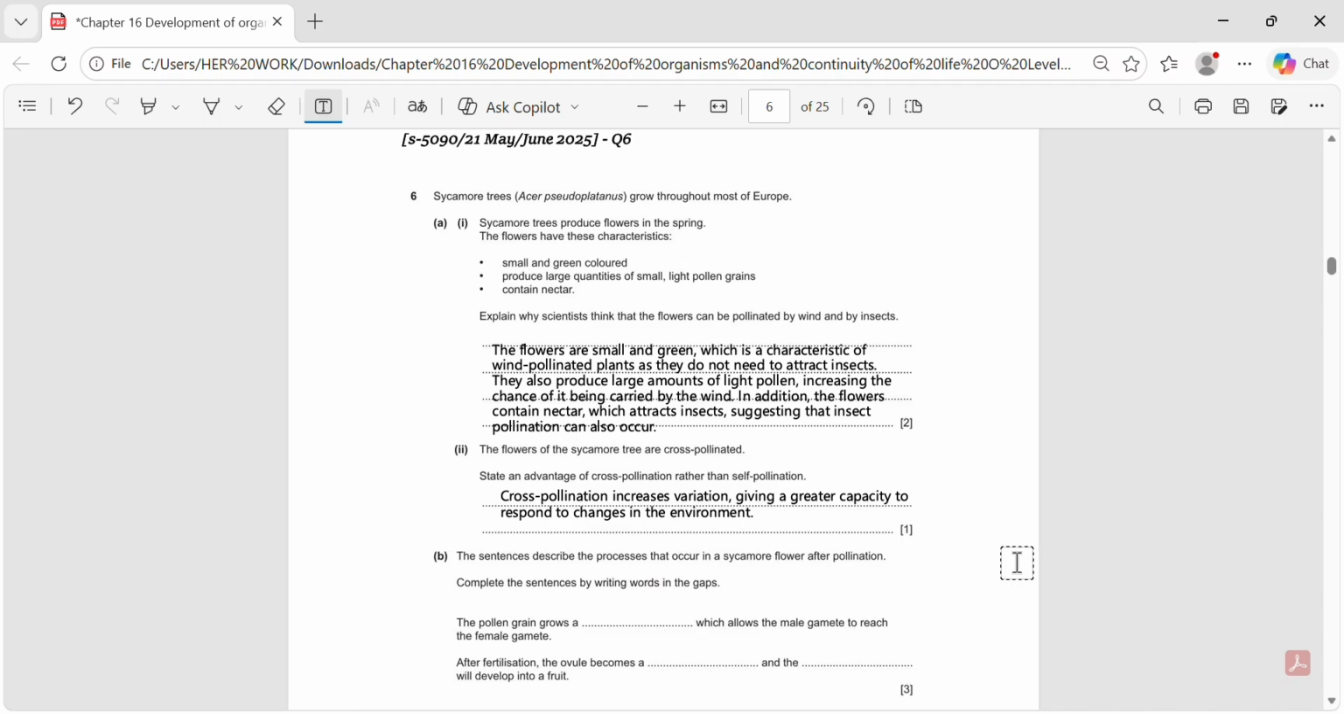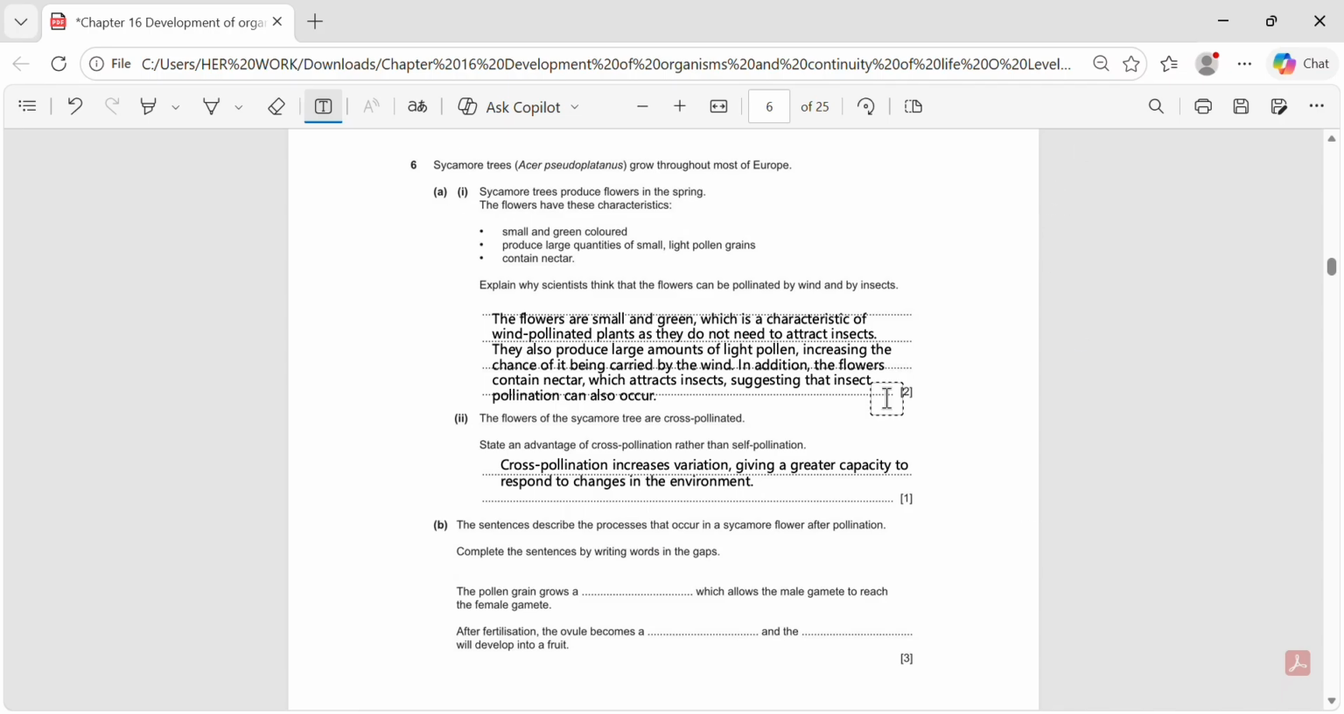Next we have Part B, which says, the sentences describe the processes that occur in a sycamore flower after pollination. Complete the sentences by writing words in the gaps. Here we have to fill in the terms related to fertilization and seed formation, so, the completed answer is the pollen grain grows a pollen tube which allows the male gamete to reach the female gamete. After fertilization, the ovule becomes a seed and the ovary will develop into a fruit. The pollen tube acts as a pathway for the male gamete, and after fertilization, the ovule develops into a seed while the ovary forms the fruit.